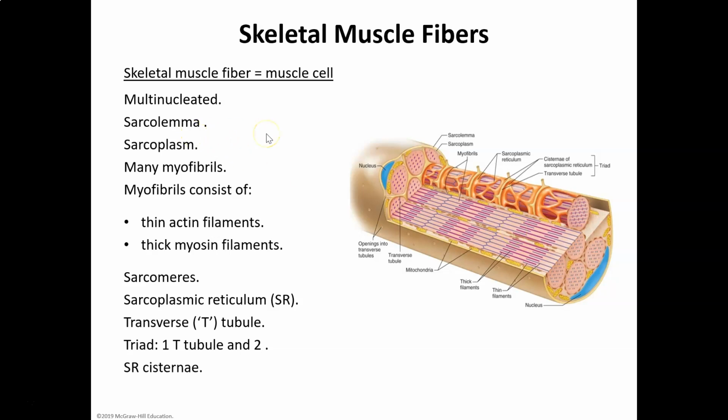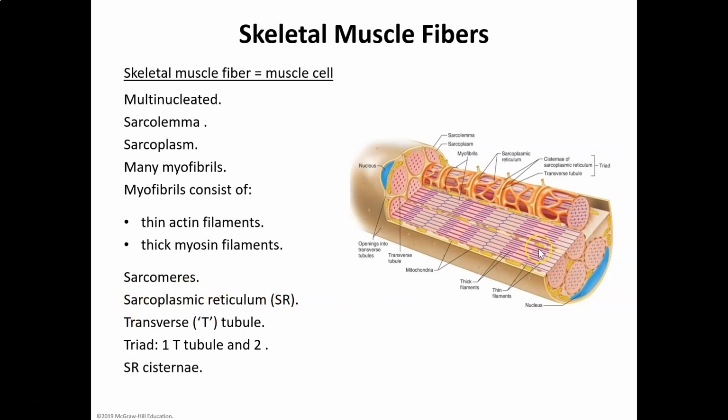So here are the terms you need to use. Remember, they're multinucleated. The sarcolemma is the plasma membrane around a muscle cell. Sarcoplasm is the fluid, the equivalent of cytoplasm inside the cell. Many, many, many myofibrils inside one muscle cell, or one muscle fiber, as this is. Myofibrils have thin filaments and thick filaments. They're composed of sarcomeres. Those are the individual units that are back to back.